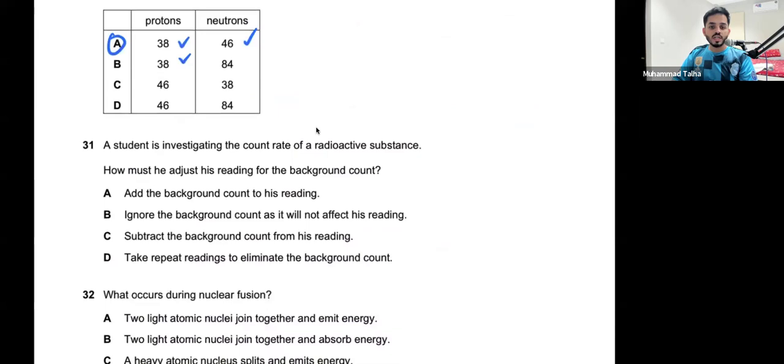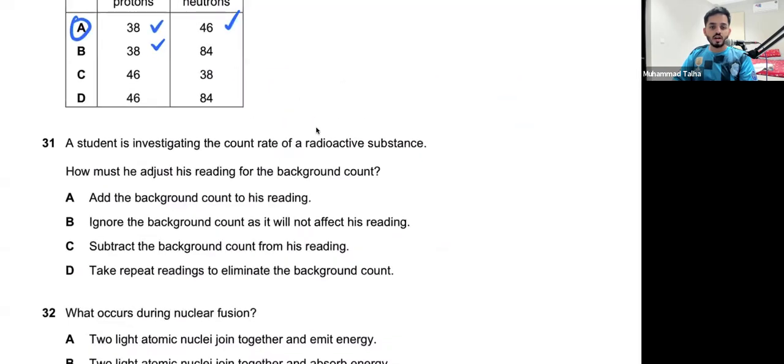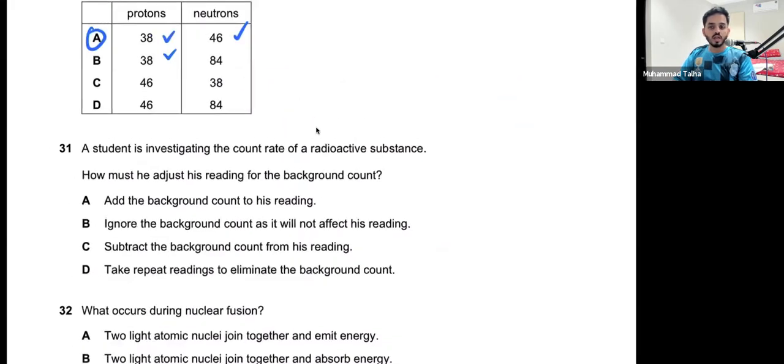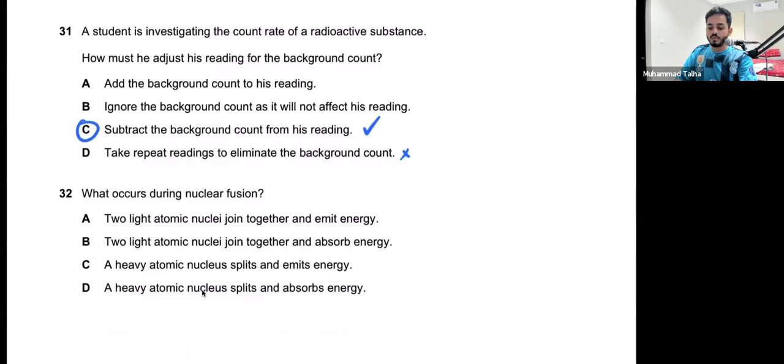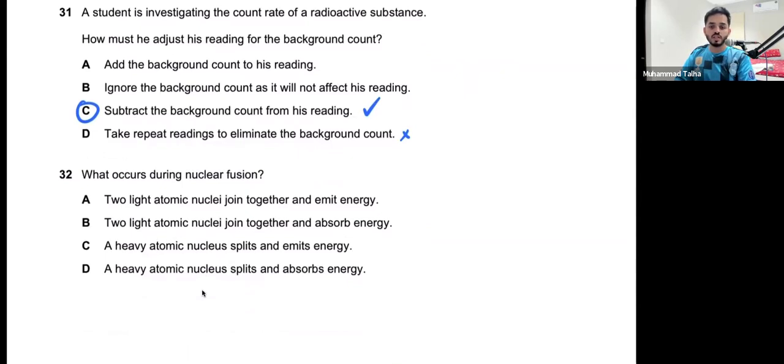A student is investigating the count rate of a radioactive substance. How must he adjust his reading for the background count? It's very easy. You just subtract the background count. So that's this. Repeating readings does not eliminate the background count. Make sure you do understand this. What occurs during nuclear fusion? So you have two lighter nuclei joining together and emitting energy, which is A. All right.